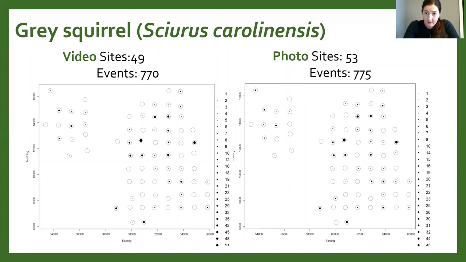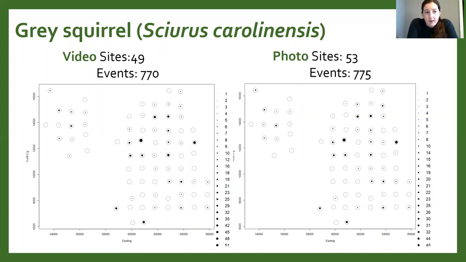So we had similar numbers of events again for the video and photo projects. So over, well, nearly 800 different captures for each survey. And again, there were particular sites where there was a lot of activity and then some where they were just picked up occasionally. And again, we're seeing slightly more sites where they were detected on the photo survey compared to the video survey. So again, possibly hinting that the photos could be slightly better at particular sites. But again, in general, we're seeing very similar results.